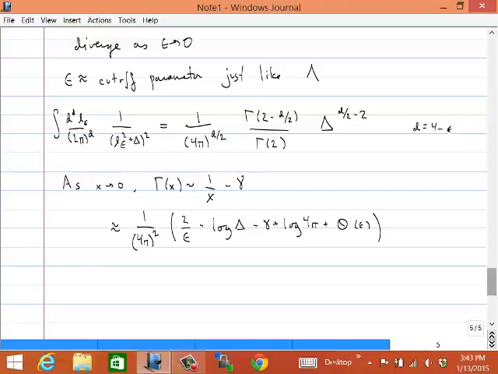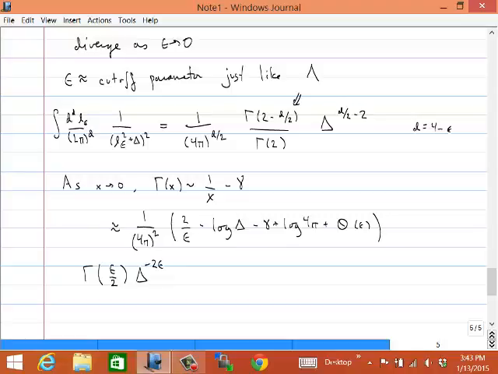That log delta term actually is a little subtle, so it's worth explaining. If you just stare at this expression right here, you get gamma of 2 minus d over 2, otherwise known as gamma of epsilon over 2, times delta to the d over 2 minus 2, which is delta to the minus epsilon over 2. Okay.